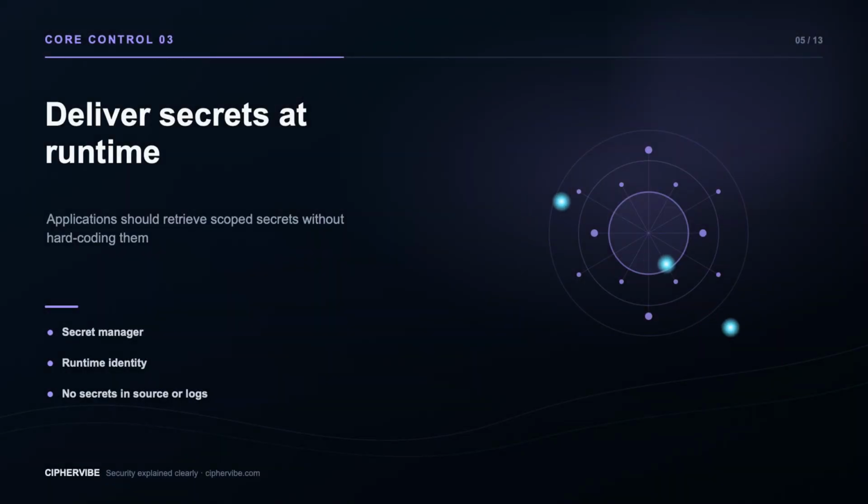The third building block is deliver secrets at runtime. Store credentials, tokens, connection strings, and certificates in a managed secret service, and let applications retrieve only the secrets they need through workload identity. Avoid source code, images, user data stores, build logs, and generic environment exports as secret distribution systems.